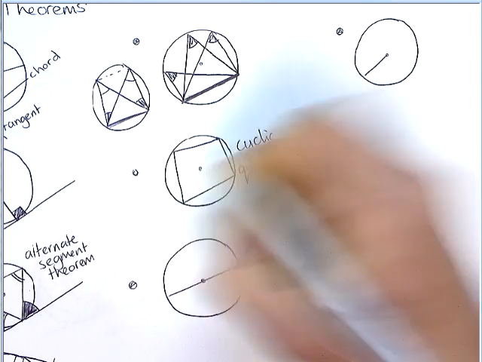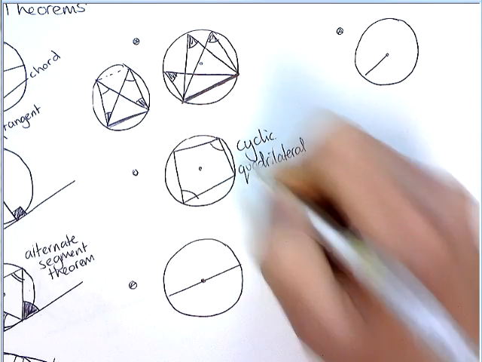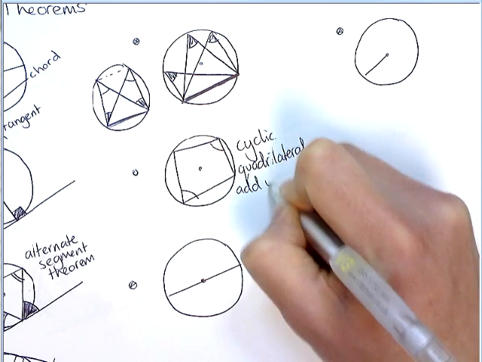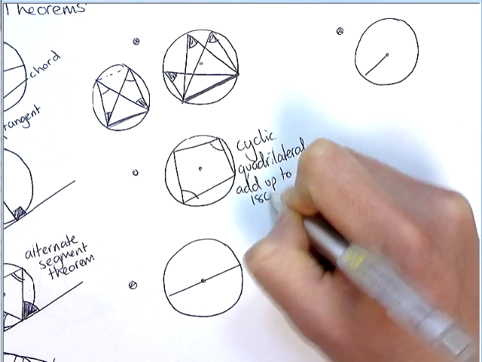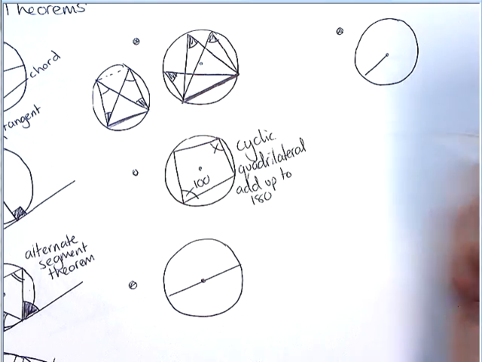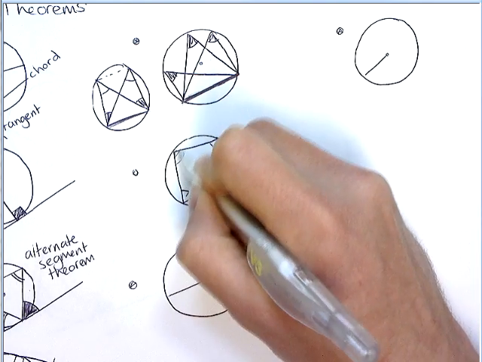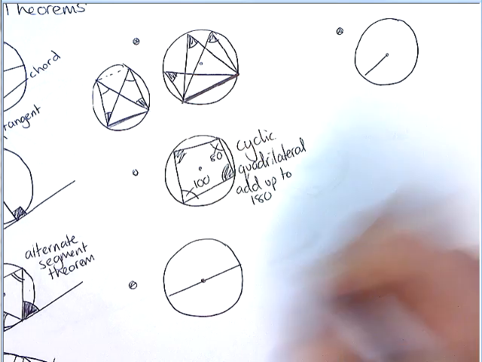And in this, you have the opposites, but they're not the same. They add up to 180. So these ones add up to 180. So if this one was 100, this one would be 80. They must add up. And that's the same for these two. These two also add up to 180.